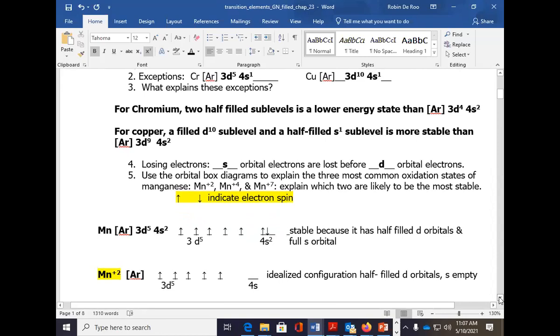Okay, there's the Mn plus 2. And we said you want to try to keep the half-filled d orbital, which is stable. So we try to keep that. So that's why we lost these. Lost.